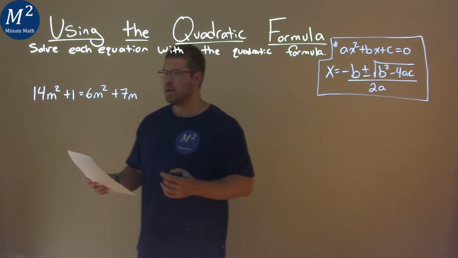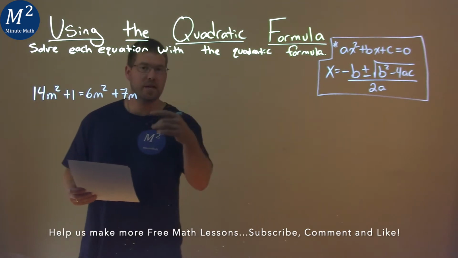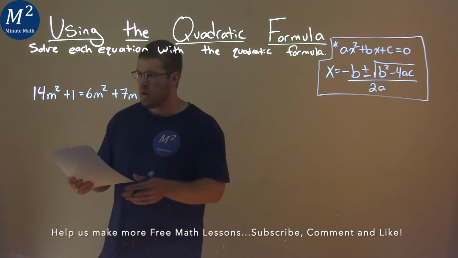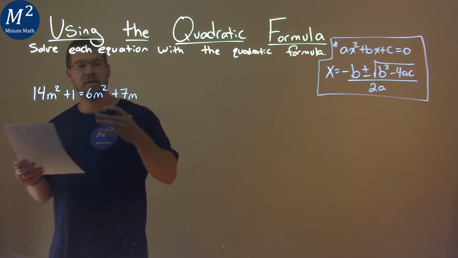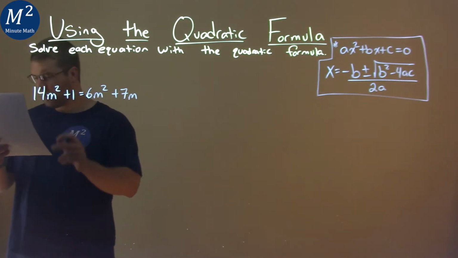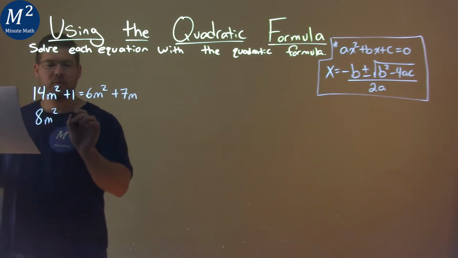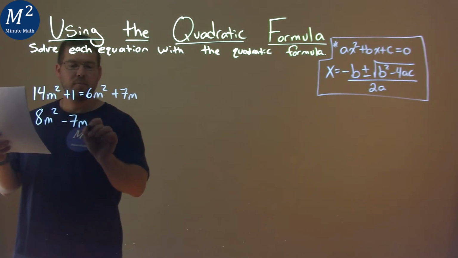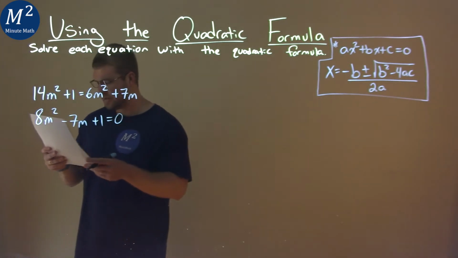We're given this problem right here. 14m squared plus 1 equals 6m squared plus 7m, and we need to solve this using the quadratic formula. Well, one thing here is I want to have this all equal to 0, so let's bring everything to the left-hand side. I subtract a 6m squared to both sides, and 14m squared minus 6m squared gives us an 8m squared. Bring the 7m over to the left-hand side, subtract it, minus 7m, don't forget that plus 1. And now that's equal to 0.